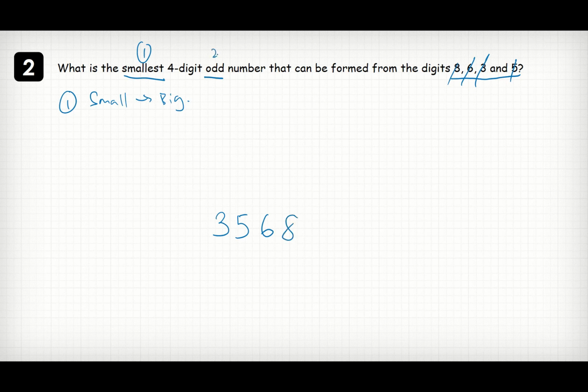Second, how do I form an odd number? Or how do I check? We said find the nearest odd digit, put it in the ones place.